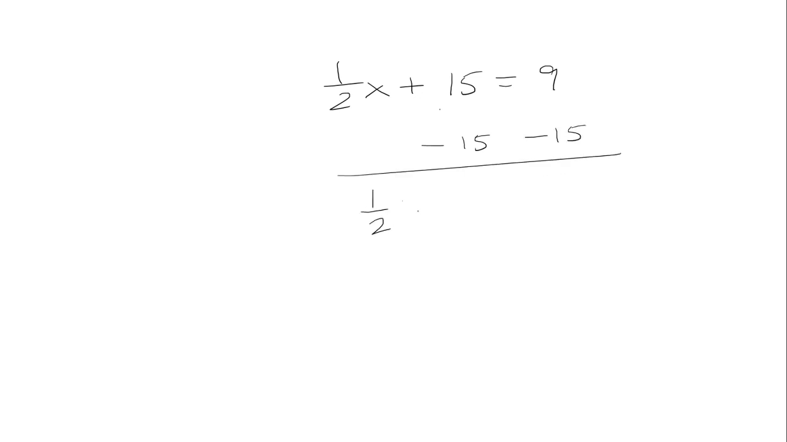Next, we have 1/2 x plus 15 equals 9. I'm going to subtract both sides by 15. I'm left with 1/2 x. 9 minus 15 is negative 6. I'm going to multiply both sides by 2. Get x is equal to negative 12.